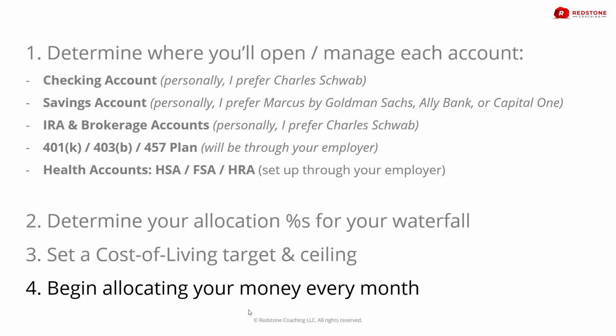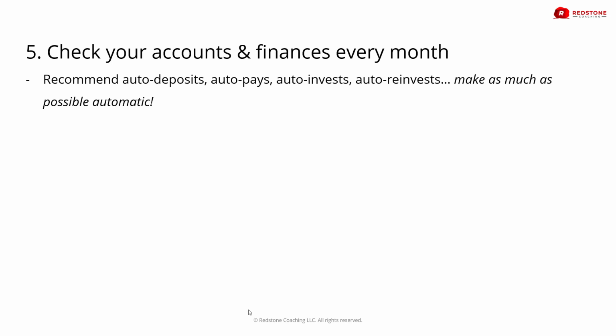And then number 4, begin allocating your money every month. So begin to implement the system. And then 5 is check your accounts and your finances every month. So you don't want to become the person that becomes obsessive and becomes crazy involved and checks their stocks and all that.